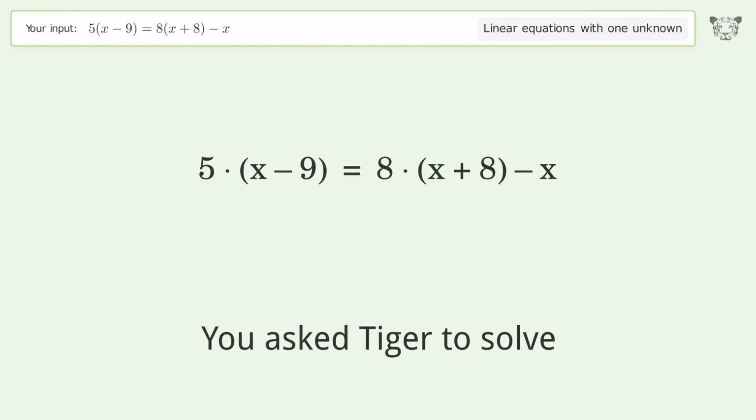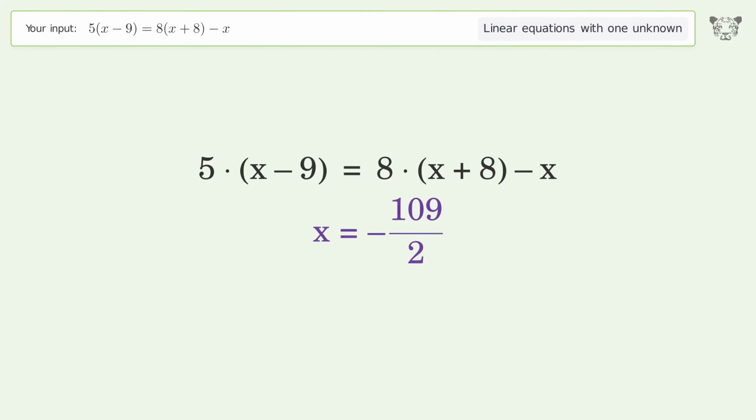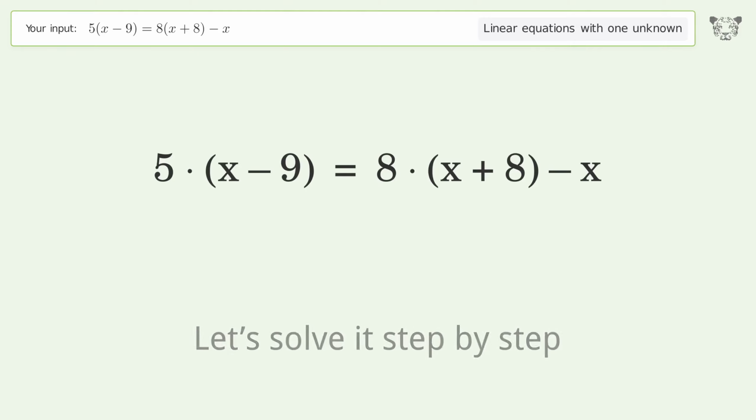You ask Tiger to solve. This deals with linear equations with one unknown. The final result is x equals negative 109/2. Let's solve it step by step.